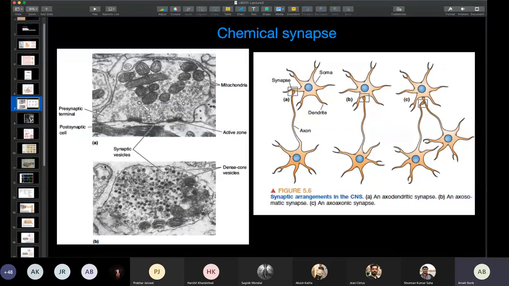And the synapses can be of various kinds. The axon can make a synapse on the dendrites, and it's called axodendritic, or on the soma, called axosomatic, or on another axon, called axoaxonic. These kinds of synapses are mostly in the central nervous system, which means the brain, but our periphery also has synapses, such as the neuromuscular junction. That is the connection between the motor neurons and the muscles.